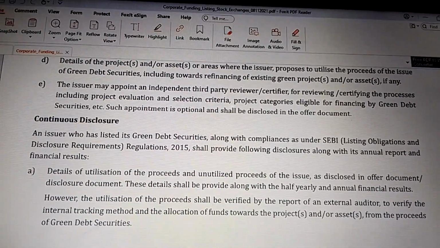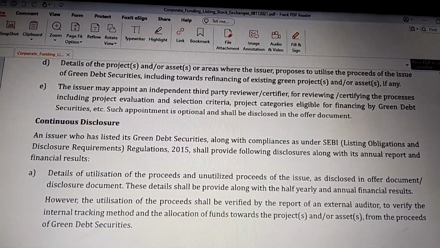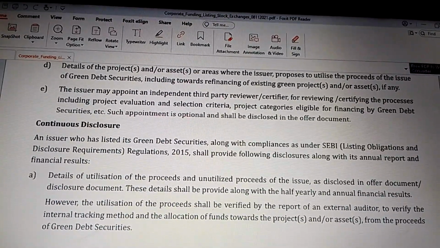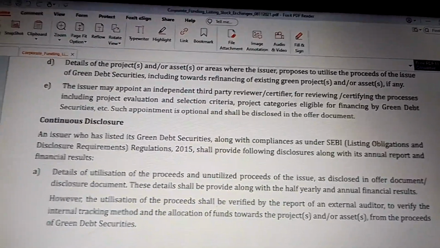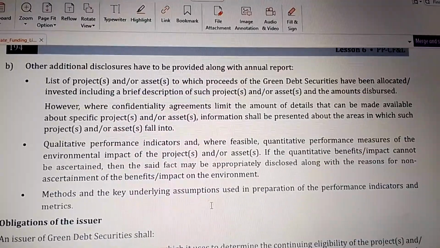However, the utilization of the proceeds shall be verified by the report of the external auditor to verify the internal tracking method and the allocation of the funds towards the projects or the assets from the proceeds of the green debt securities. Now B.